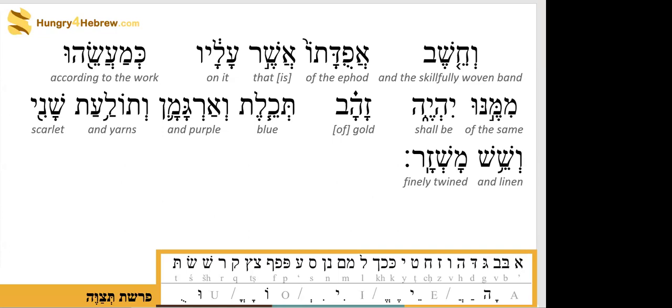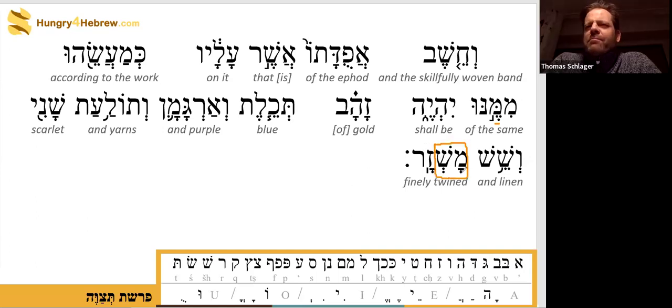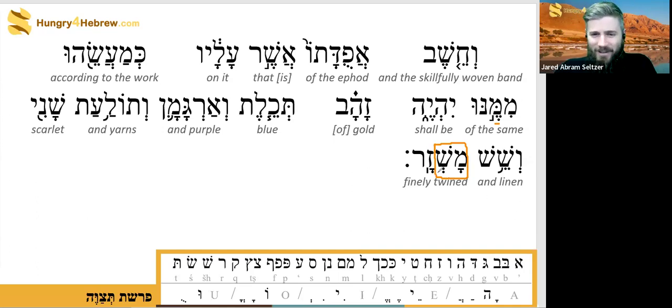Vechesheb avodato asher alav kema'asehu mimenu yihye zahav, tchelet, v'argaman, v'tola'at shani, v'shesh moshzar. So exactly, there it is again. Kamatz katan, moshzar. Very good. I really like your accent. Just want to let you know.